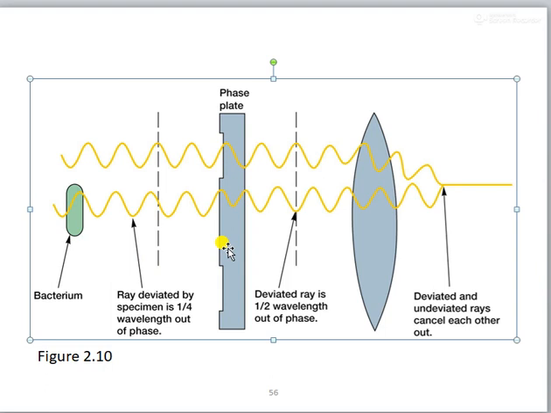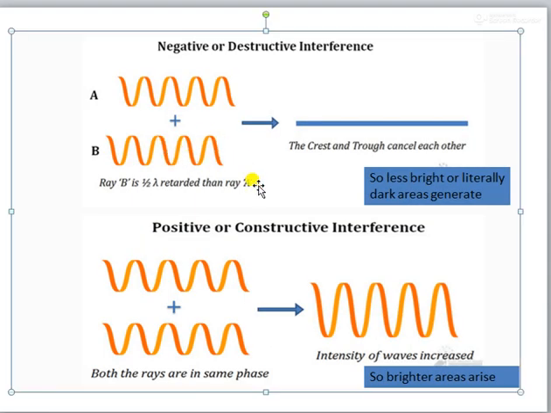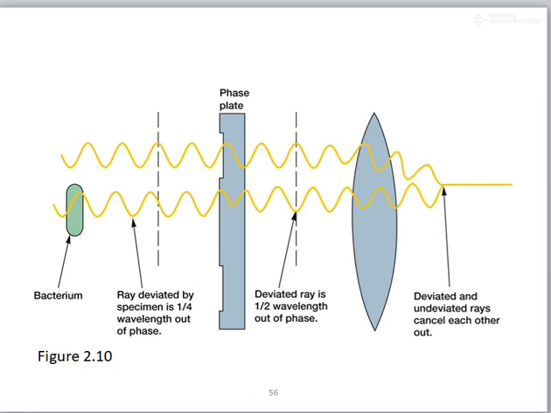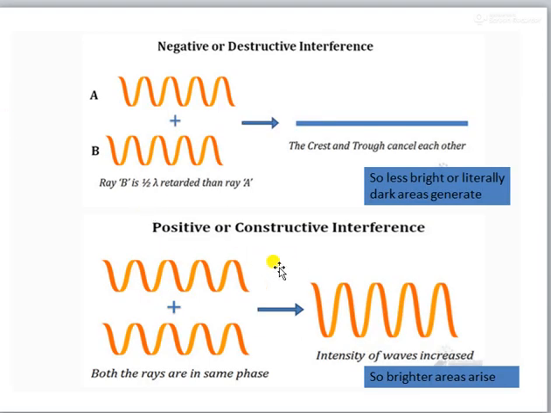So as a result, the light coming from the specimen or from some regions will be 1/2 wavelength out of phase. And there would be a difference between those and the ones passing through this. The deviated and the undeviated rays will cancel with each other. So that's what we have shown here, negative or destructive interference. At some regions there would be negative or destructive interference, and in some regions, as we had told here, there would be positive or constructive interference.